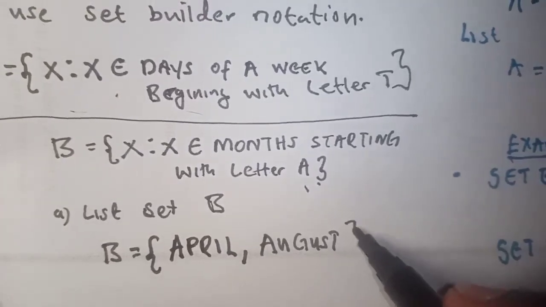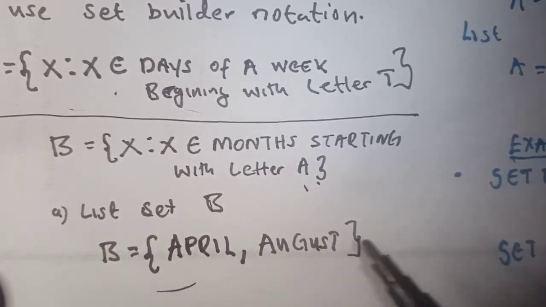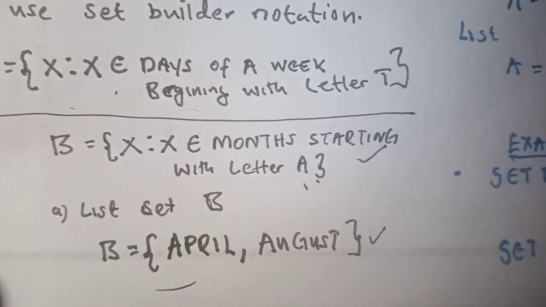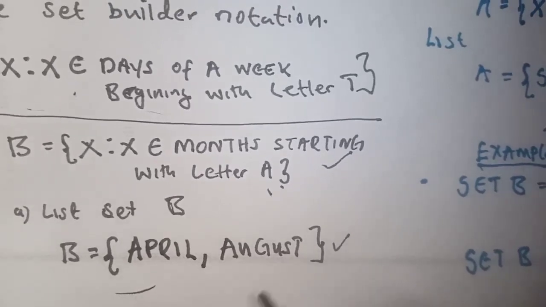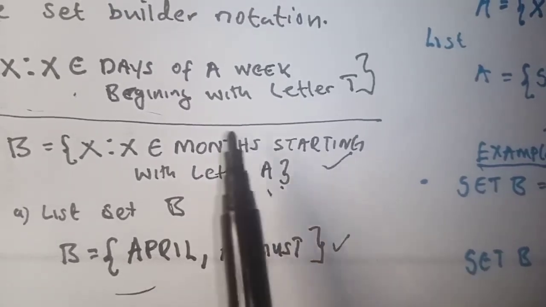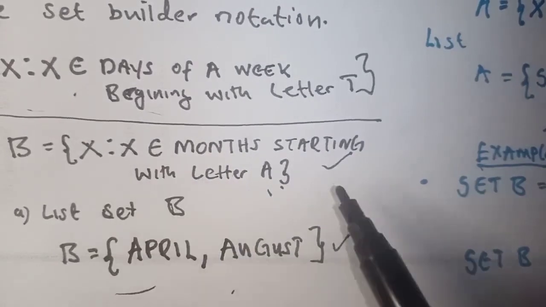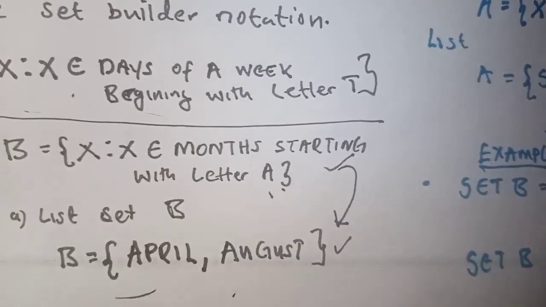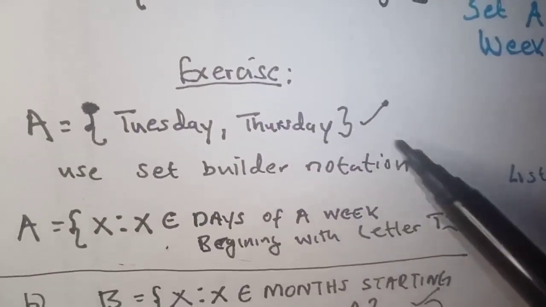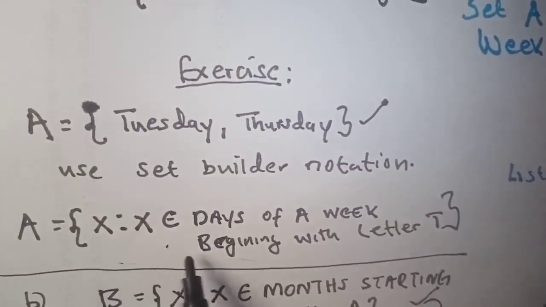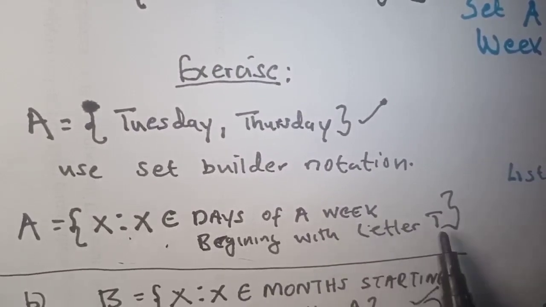So there are only two months that start with letter A. This was set builder notation, and here we've listed them. I hope you've understood now how to get a set. When it's listed, you can use set builder notation to describe it, or when you're given set builder notation, you can list. It's the same thing we did here. We were given a set which was listed, and then we had to describe it using set builder notation: x such that x is a day of a week beginning with the letter T.